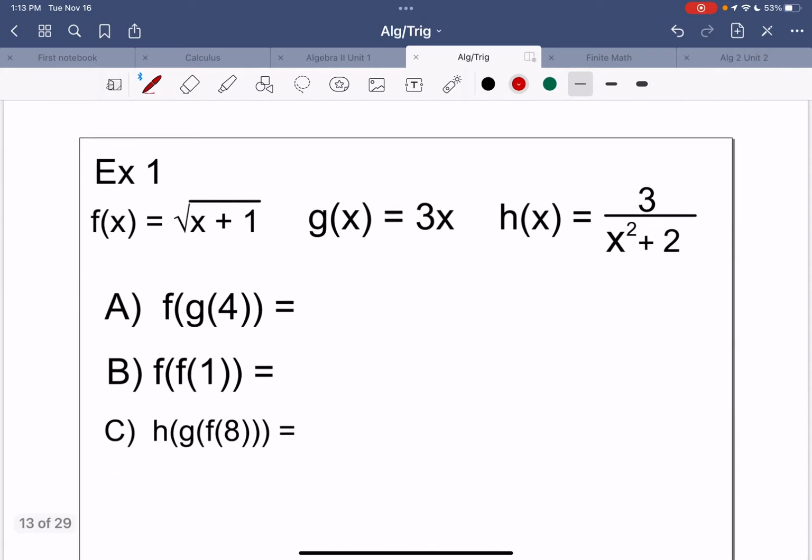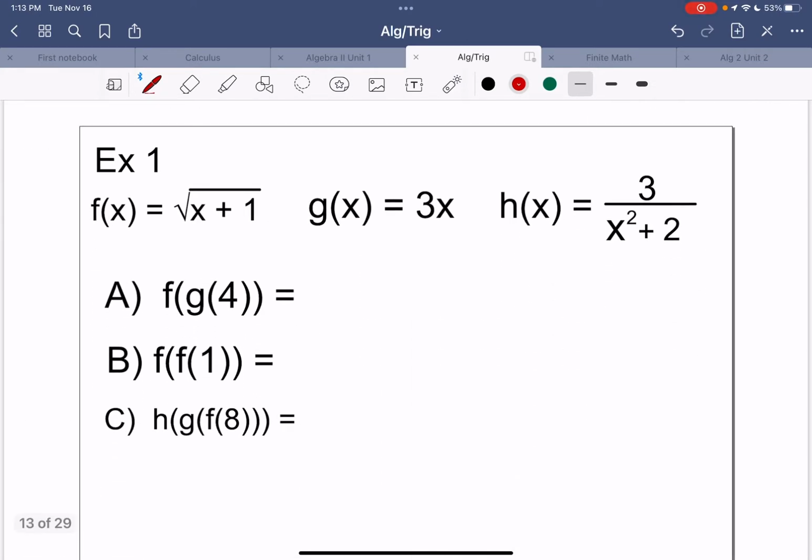Example 1. Sometimes we just put numbers in. So we start from the inside out, and we're going to evaluate these. So A, here's our functions. Function notation allows me to separate. So I got an F function, which is adding 1 to X and taking the square root. I got a G function. That would be tripling a number. And then I got this rational function over here, this H function, where I'm squaring a number, adding 2 to it, and then dividing that result into 3.